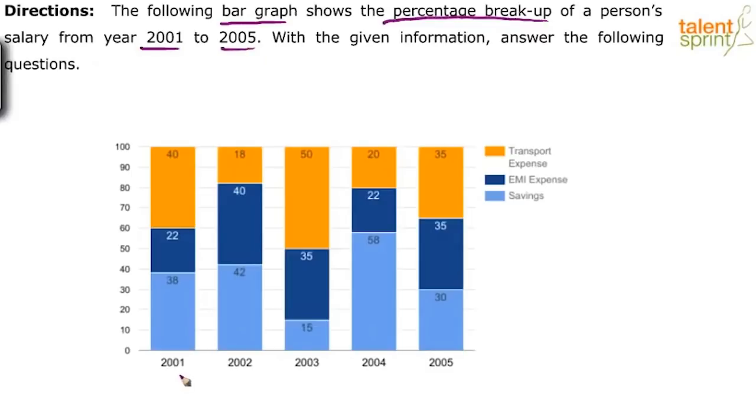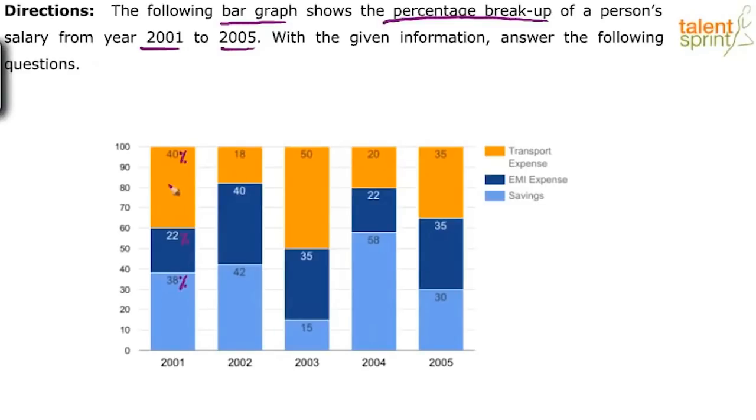So you can see there are 5 bars given here, right? 2001 to 2005. And it shows the percentage breakup of a person's salary. So whatever be the person's salary in the year 2001, the breakup of that salary in terms of percentage is given to us. You can see the same bar has got 3 parts here. The first one is 38%, then we have 22% and 40%.